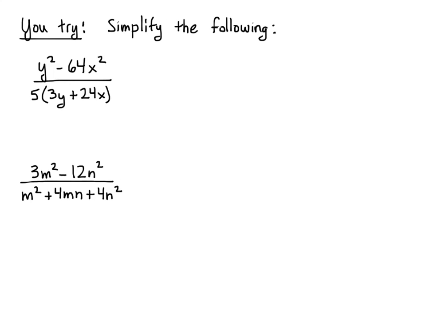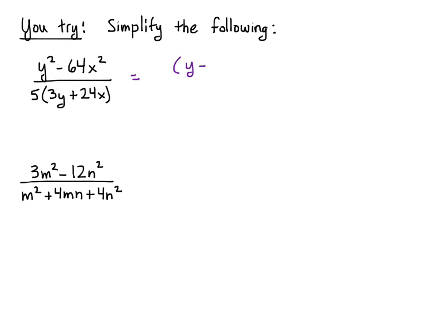Okay, how does the numerator of that first one factor? Y minus 8x, y plus 8x. Right, so you've got the difference between two perfect squares. And then what about the denominator, how does that factor? You can factor out the 3. Factor out the 3 and you get 15 times parentheses y plus 8x.